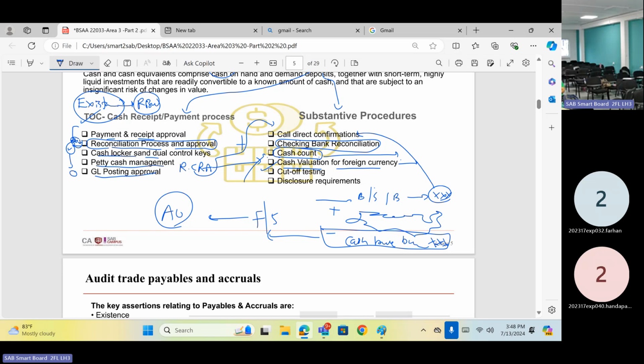Right? And then cut-off testing. Cash cut-off is really important. Cash cut-off means cash should be recorded in the correct period. Whatever the cash receipt for 2023 should be recognized as cash for that year. So the cash receipt for 2023 can't be recognized for 2024. So completeness will be ensured through the cut-off testing.